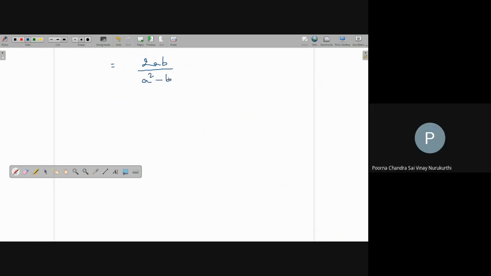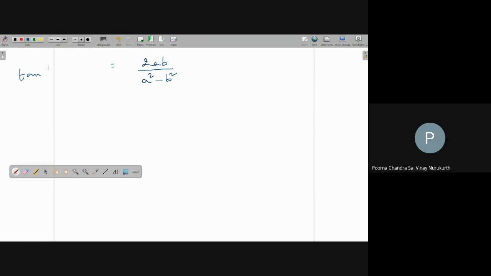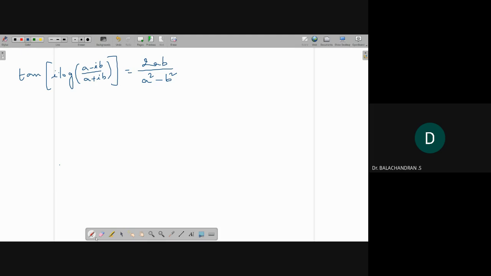Yes. So actually, this is tan of i log of A minus iB by A plus iB. Okay. So the problem is over. Now I am going to give a practice problem very similar to this problem. So try to get the answer and post it in the group.